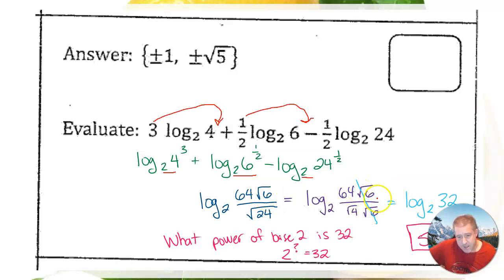I simplified my square roots in order to get both of them square root of 6, and then I simplify from here. 64 divided by 2 is basically 32. What power of 2 is 32? And the answer is 5.